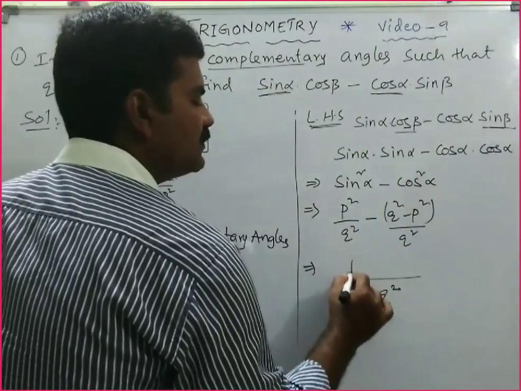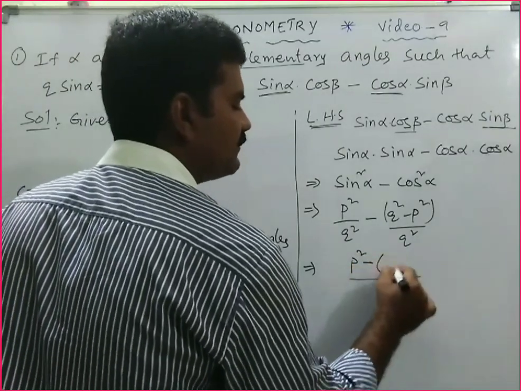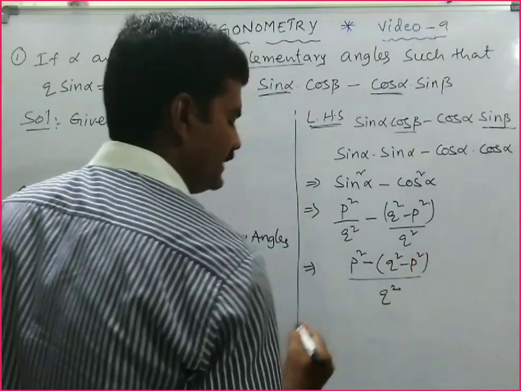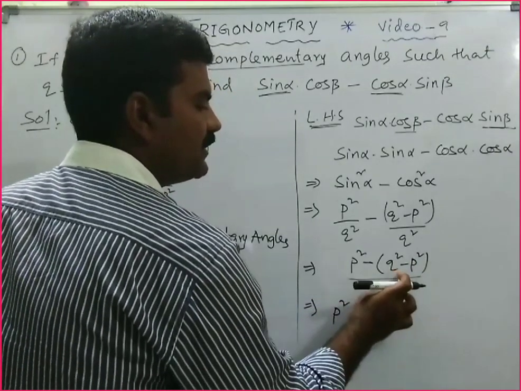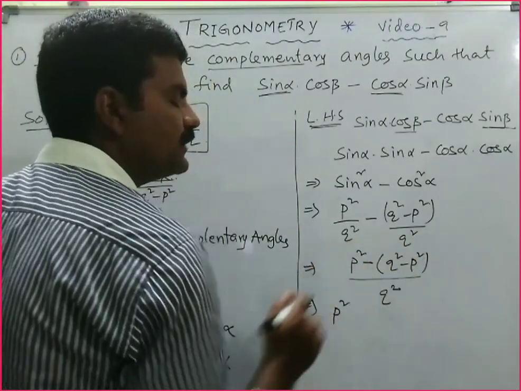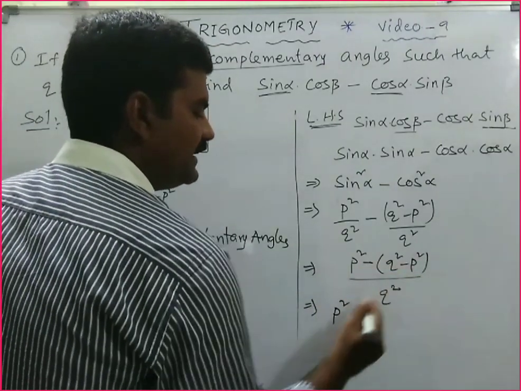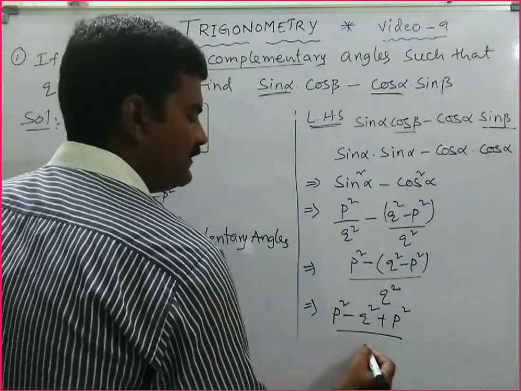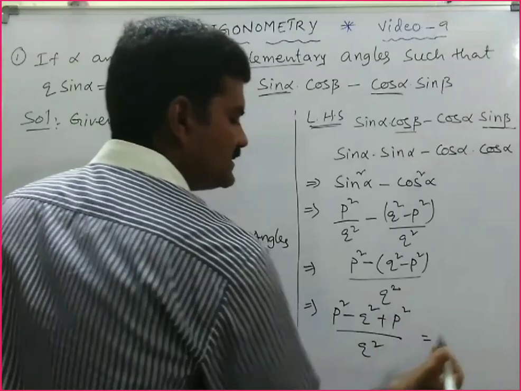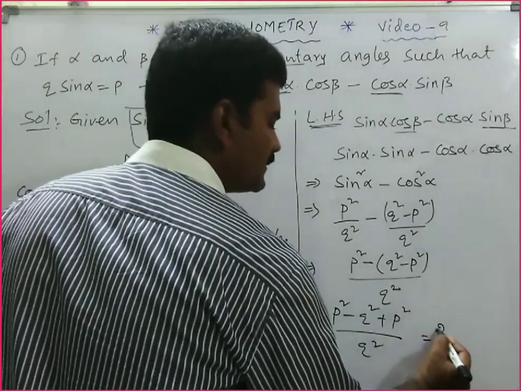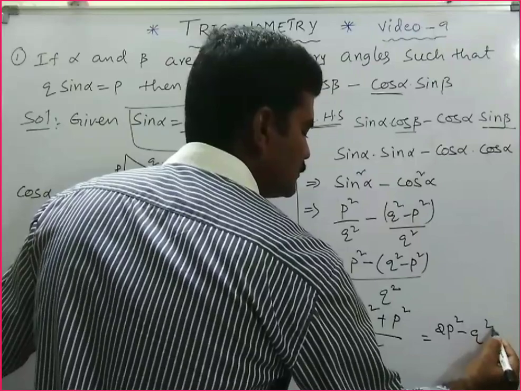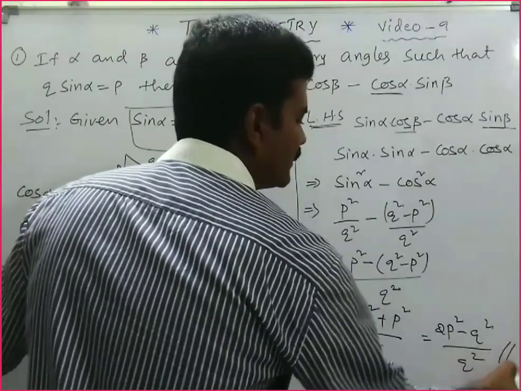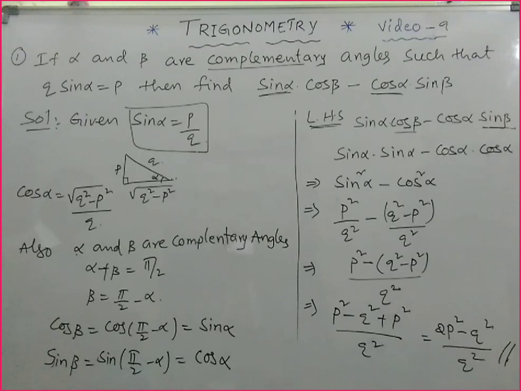Hence directly you can add numerators, p square minus of q square minus p square. And you know my dear, before the bracket when there is a minus, then signs are going to be changed. If not, just multiply with minus. Minus q square, minus into minus plus p square whole divided by q square. So that is equals to p square plus p square, 2p square minus q square by q square. So this is the value of sine alpha into cos beta minus cos alpha into sine beta.